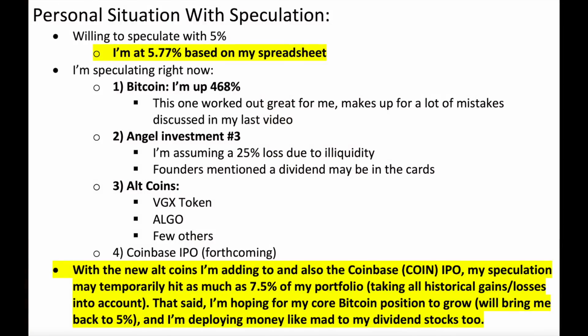What else is part of my speculative strategy now? I own some altcoins. I own the VGX, the Voyager token. I recently opened a Voyager account. I want to give a shout out to a community member there, Daniel R. I don't want to say your last name because I don't know if you feel comfortable with that or not. But Daniel, my friend, I hope we get to meet in person one day.